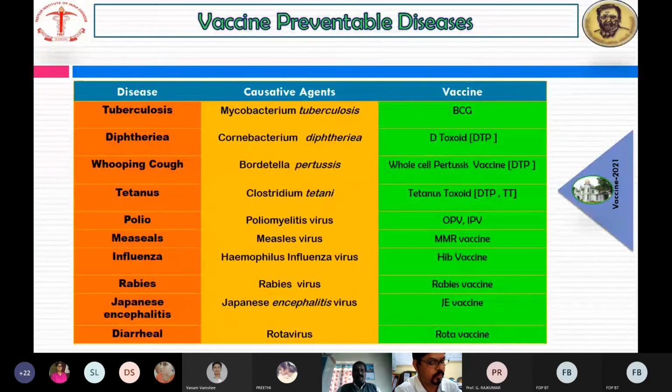Here I'll give some vaccine-preventable diseases, their causative agents, and the vaccines. Mycobacterium tuberculosis is the causative agent of TB and is controlled by BCG. Why is BCG so important? Why is it given immediately after the baby is born? Because normally 99% of kids are born in a hospital.